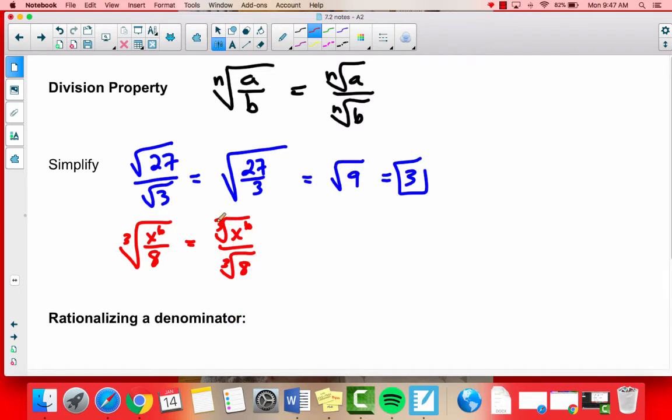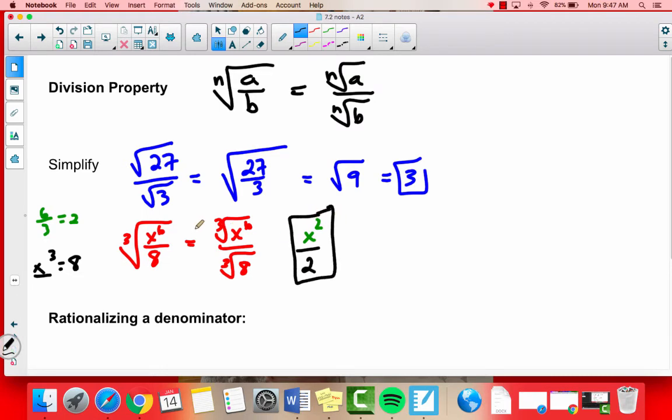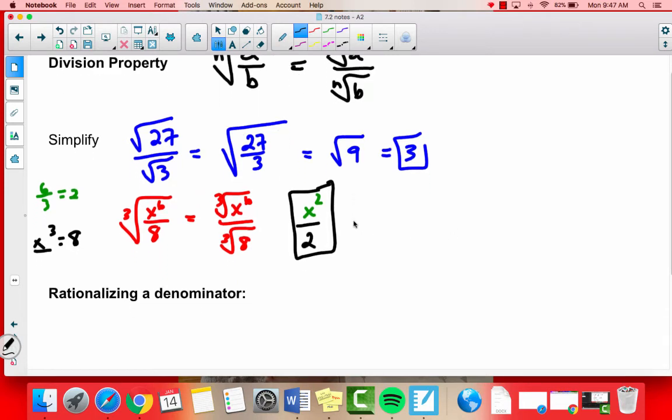So now if I take the cube root of x to the 6th, remember we divide our exponents, so 6 divided by 3 is 2, so I'm going to have x to the 2nd on the top. And then on the bottom, the cube root of 8, so what to the 3rd gets you 8? Well, that's going to be a 2. So now my answer is x squared over 2. So it looked really complicated, but I broke it up and then I was able to reduce them nicely. Now, these are examples where using this rule makes it really easy to solve.